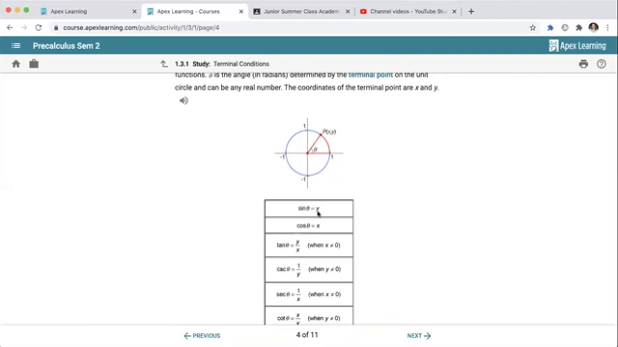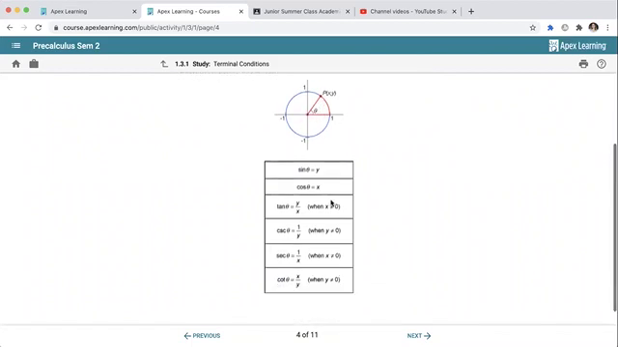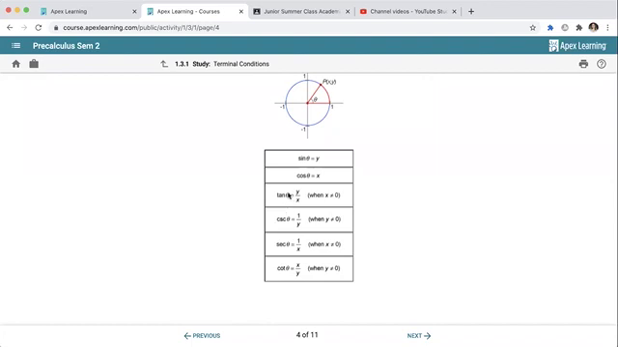Okay, sine of theta is going to equal the y coordinate, and cosine of theta is going to equal our x coordinate, right? And again, it's if we were to draw a straight line here, straight down from this point to our axes, right? It's not the entire length, it's point to the axes. And then obviously we can solve the rest of them here.